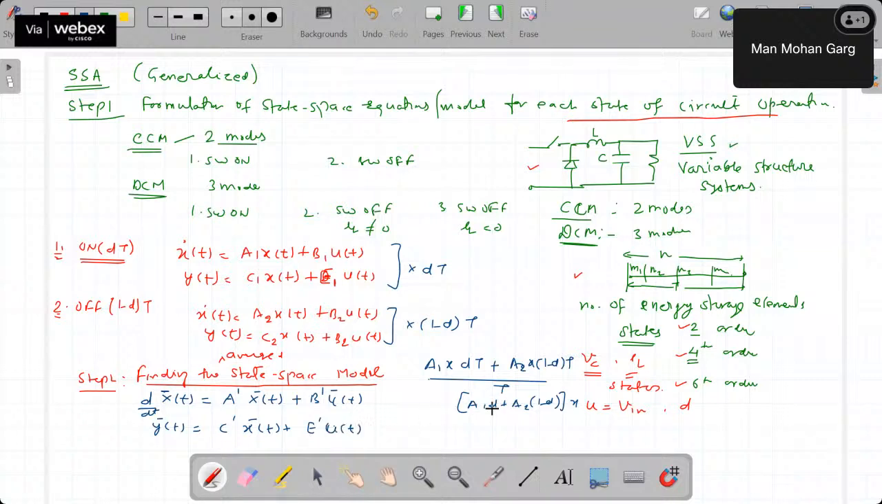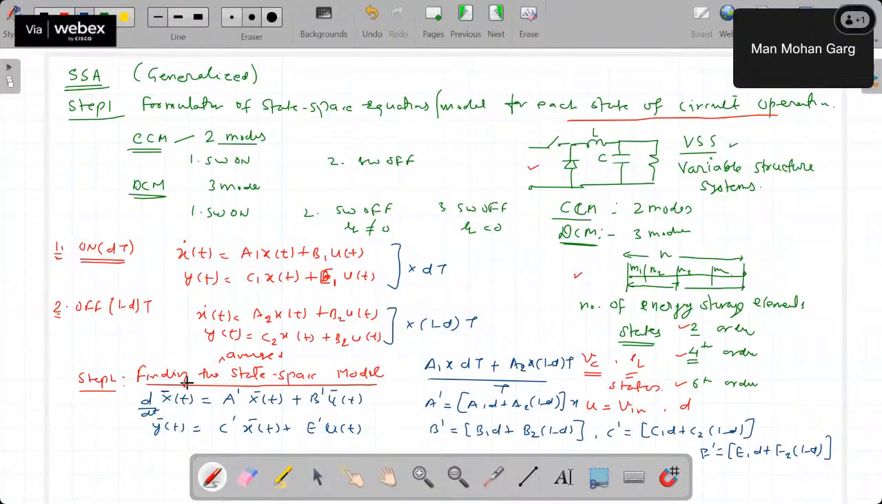Likewise, this terminology we have represented with a dash. Similarly, B dash will be B1 D plus B2 (1 minus D), C dash will be C1 D plus C2 (1 minus D), and E dash will be E1 D plus E2 (1 minus D). Okay, so we have got this averaging. Step 2 we have completed.